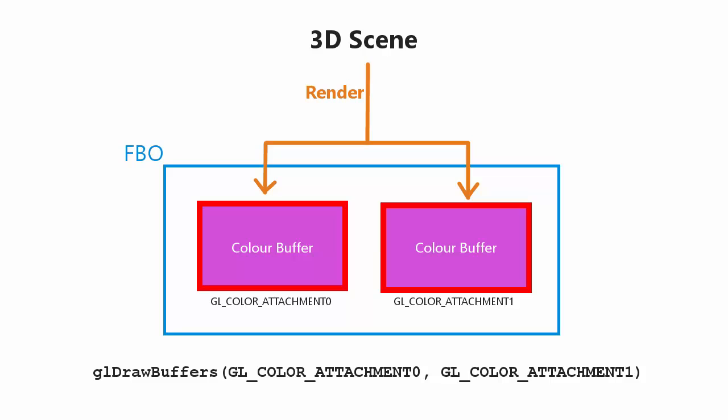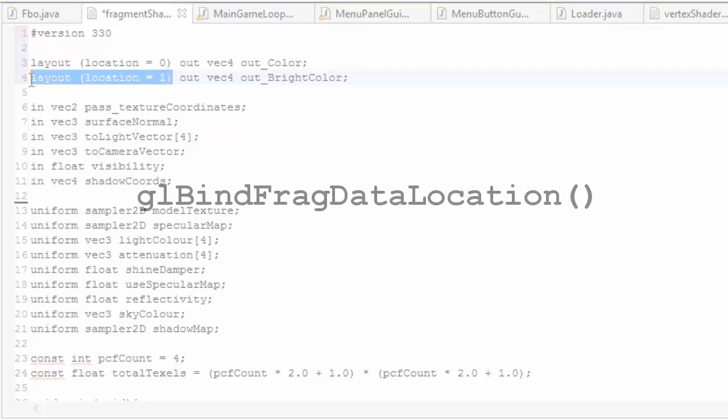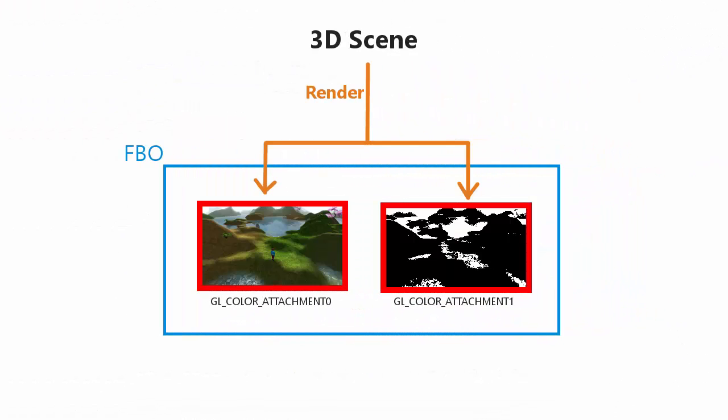To render to the 2 color buffers, we're then going to need to have 2 output colors in our fragment shader, which we can calculate separately to render different things to the different buffers, and we then just need to indicate which output color corresponds to which color attachment by either using layouts or by calling glBindFragDataLocation.